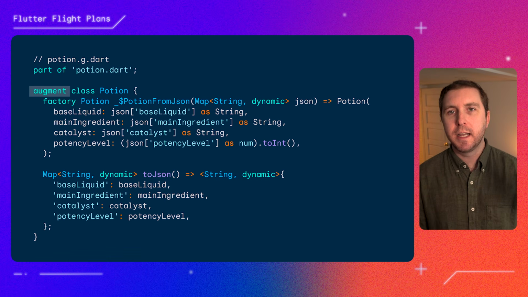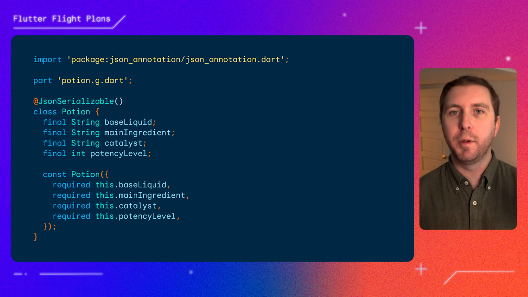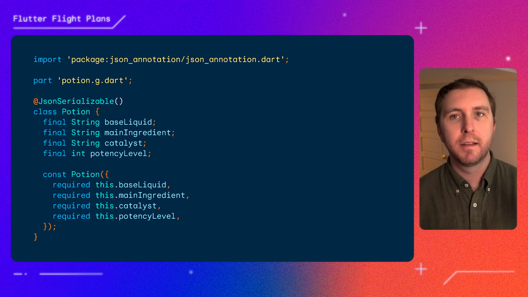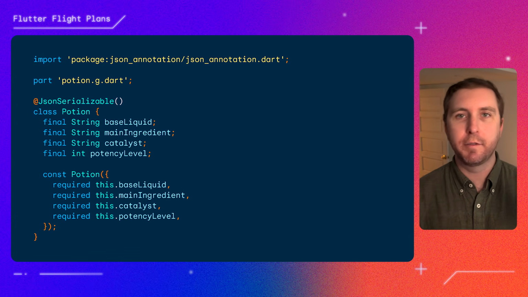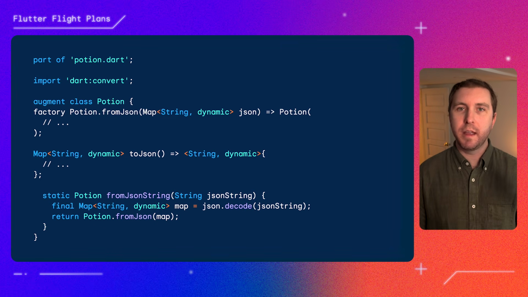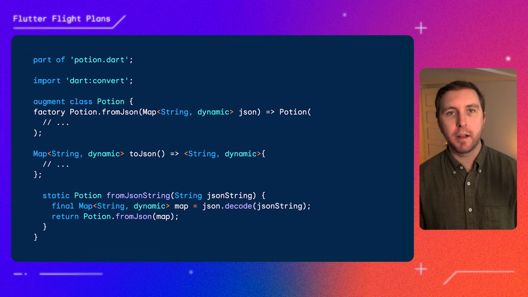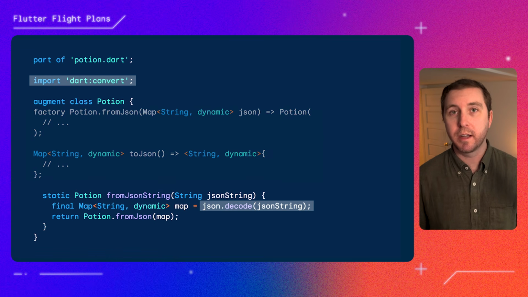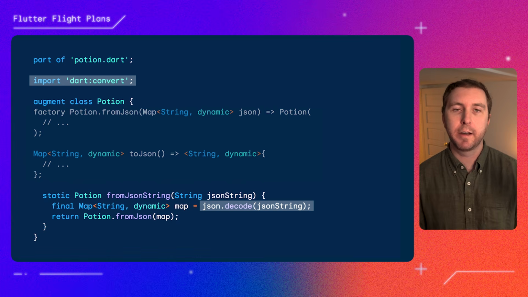But now with augmentations, the build can add members to the original class directly using the augment keyword. The builder can inject new members or provide bodies for incomplete members in a class. So here we're adding the toJSON and fromJSON functions, so our class now looks like this. The parts with imports feature allows these part files to define their own imports. For example, to import and use the json.decode function from the Dart convert library.